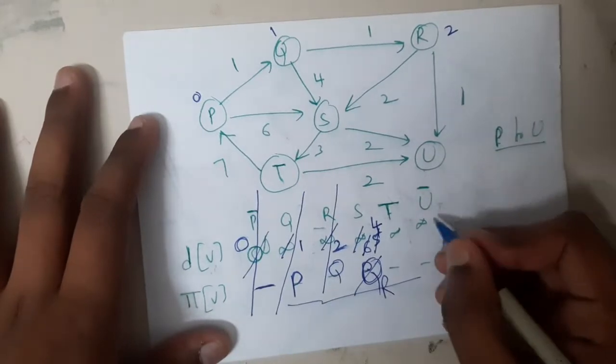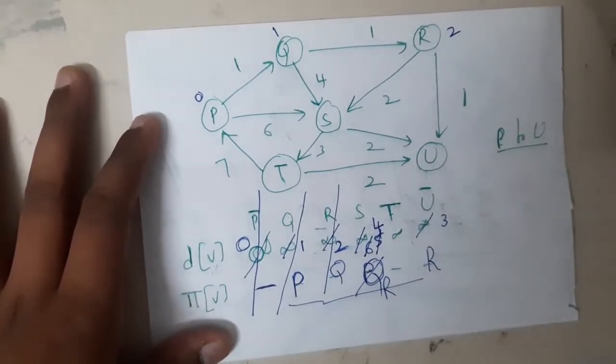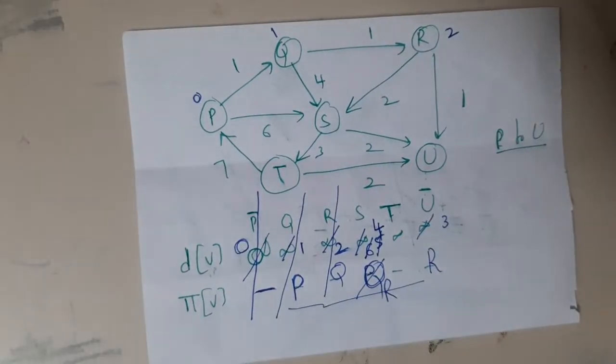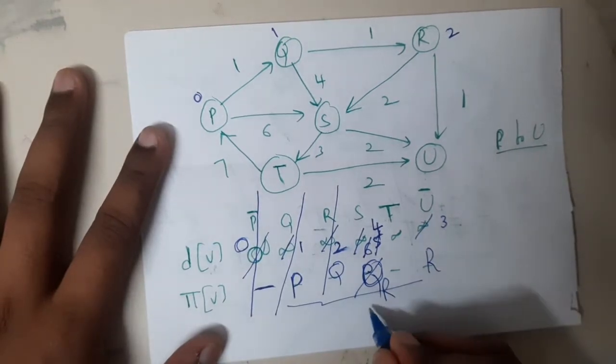Okay, so to U also you can go. So 2 plus 1, the cost will be 3. So via R you can go. Got it? Yes. So now this looks really good, right? Yes. So now you reached till R, sorry, till U, right? Yes. So now among these two, which is minimum?